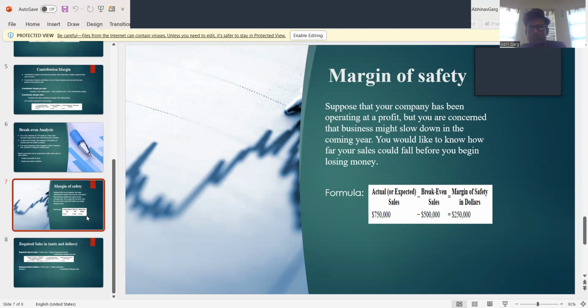As you can see, I have given the figures. Actual sales is $750,000 minus break-even sales of $5 lakh. That is, the margin of safety in dollars is $250,000. We can say that 2,500 units is the maximum limit that the company sales can fall.